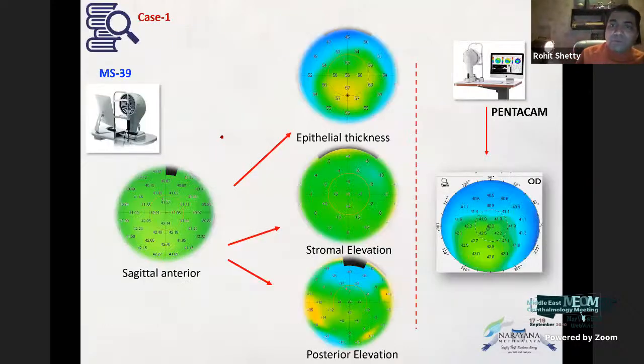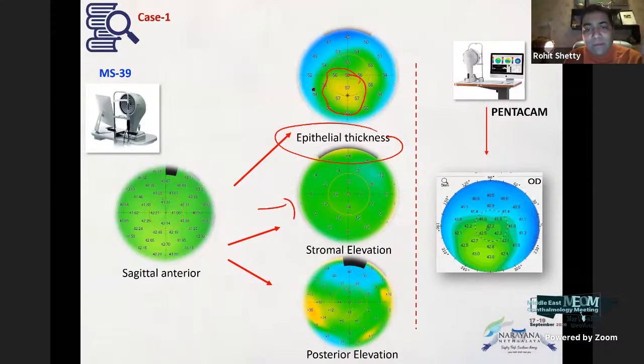And the new technologies like MS39 now bring you the concept of epithelial thickness. It virtually subtracts the epithelium and shows just the stroma, which is going to change the way we look at it. For example, this patient, you would consider a suspect of keratoconus if you look at it from a Pentacam. But if you look at it here, it is not a suspect.